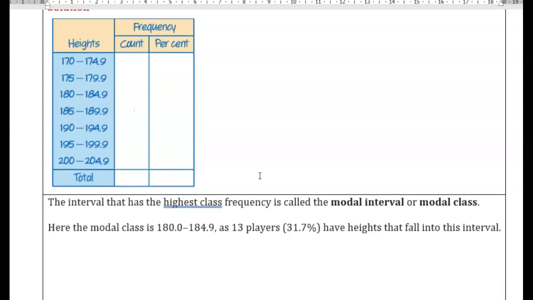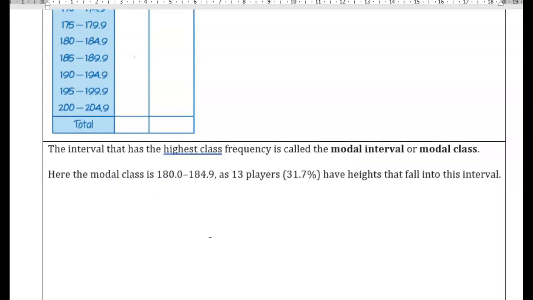The interval that has the highest class frequency is called the modal interval or the modal class. So remember again the term mode, meaning the most frequently occurring. Here the modal class is 180 to 184.9, as 13 players or 31.7% have heights that fall into this interval.